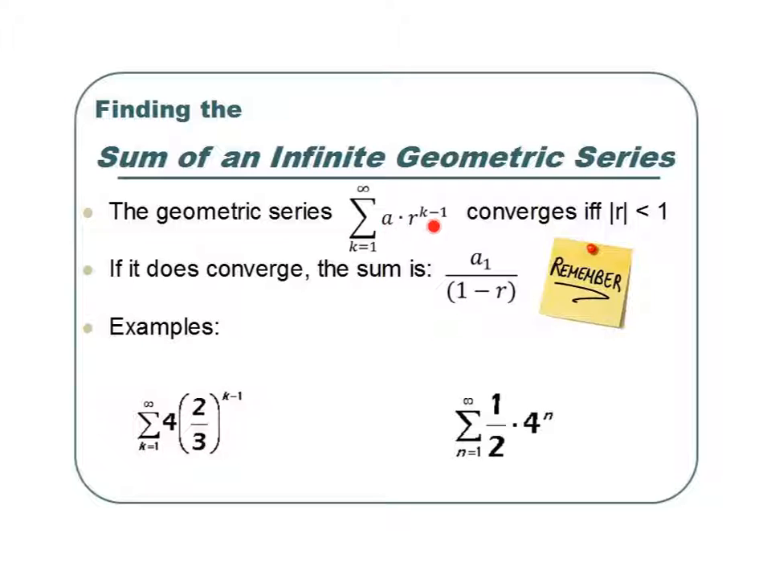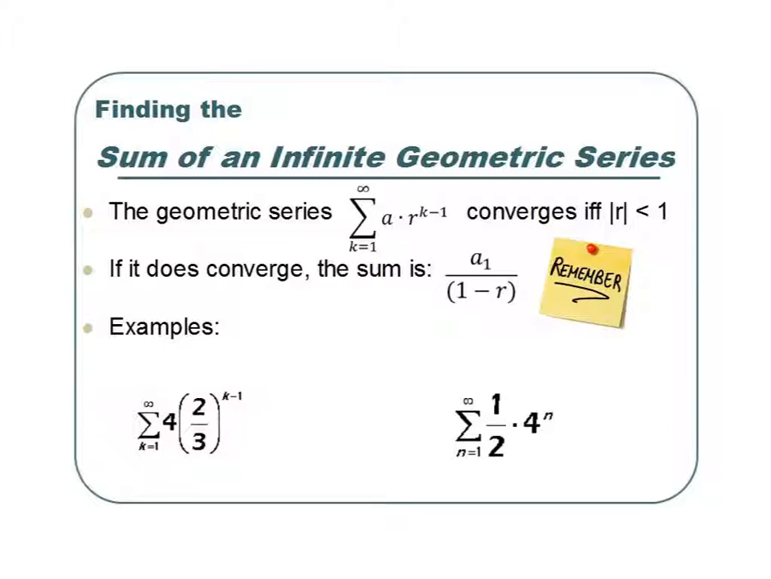Compare it to your geometric rule that we have here. This is your first term, got it. Taking it times something to a power, taking it times something to a power. This looks like a classic geometric explicit rule. Look at what your r value is. It's 2/3. Well, that's less than 1. So we can find the sum of this.